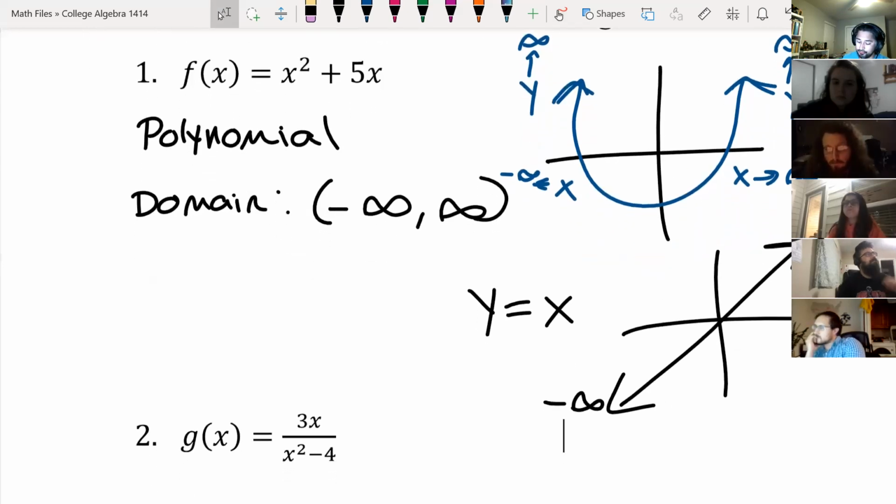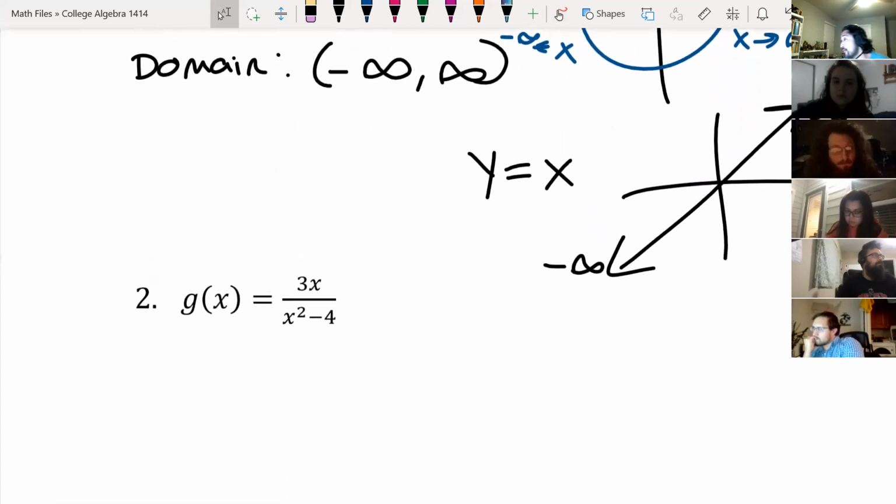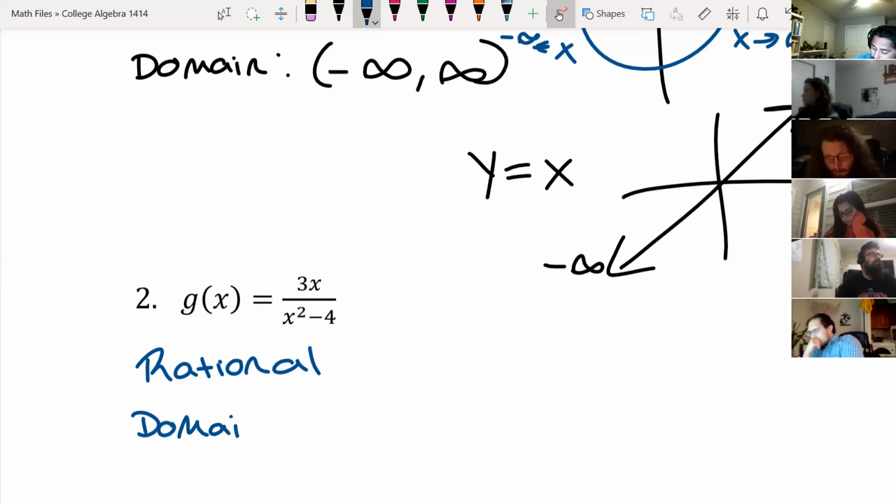All right, number 2. We have g of x equals 3x over x squared minus 4. So this is a polynomial over a polynomial, which we can call a rational function. If you ever have a fraction as your function, then this is known as a rational function. And the way you find the domain of a rational function is, well, we have to think about fractions. What number can never ever be in the denominator of a fraction?